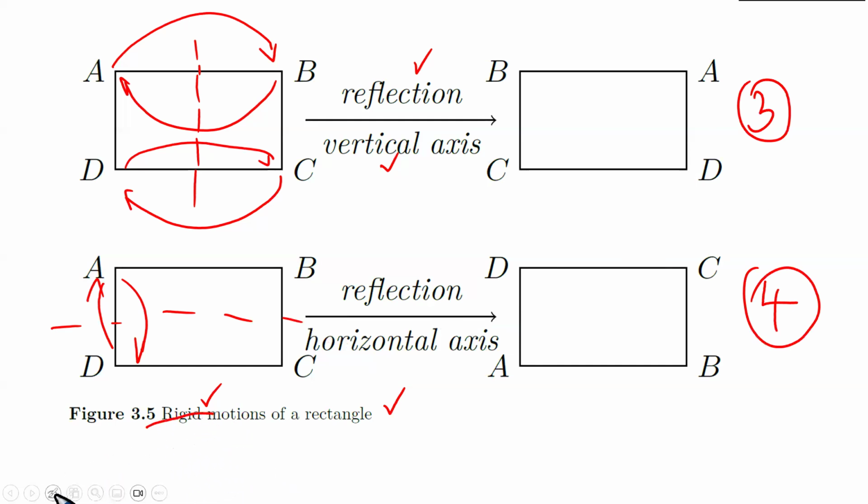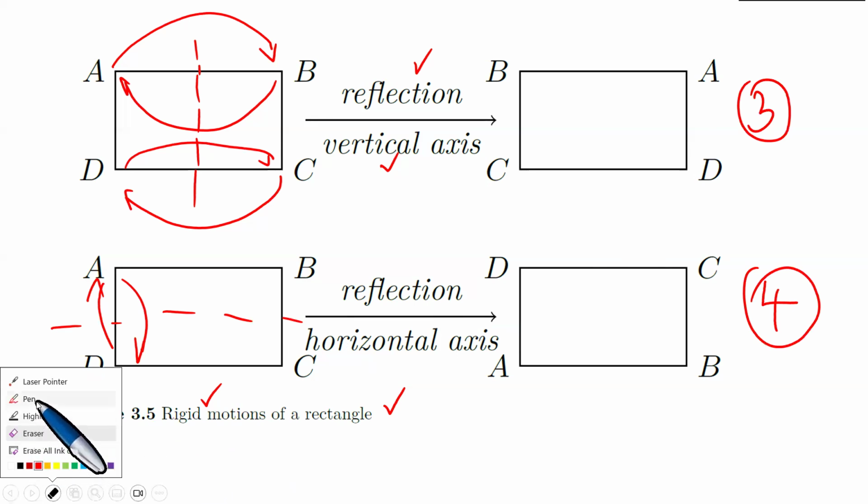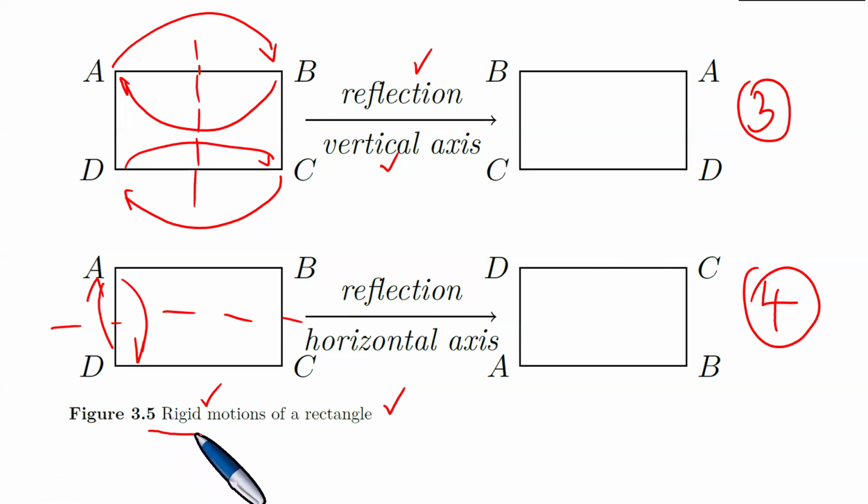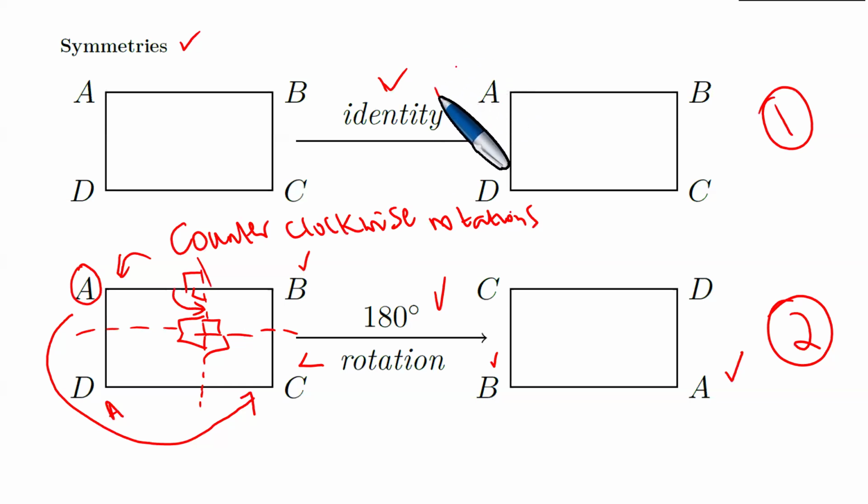Rigid motions of a rectangle. So there are 4 symmetries. We have seen that there are 4 rigid motions of a rectangle. What are they? First, the identity rigid motion. The identity fixes the rectangle in its original position.